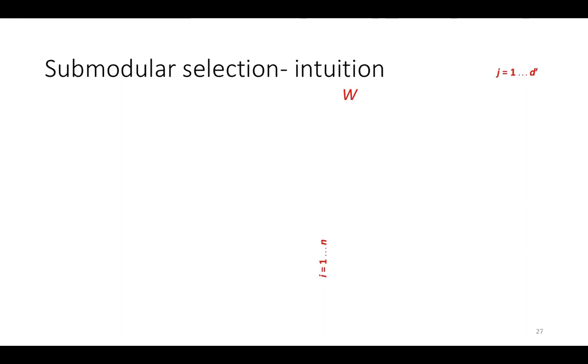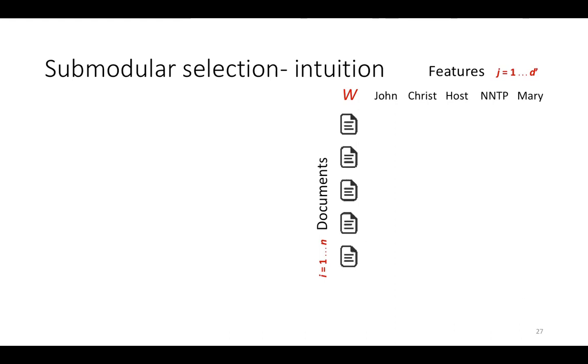So let us imagine that we have a W matrix. The submodular selection intuition is as follows. Let us imagine that we have a W matrix like this. For simplicity, earlier I have taken an image example. Here let us take a text example. Say your instances are documents here. And features are some words.